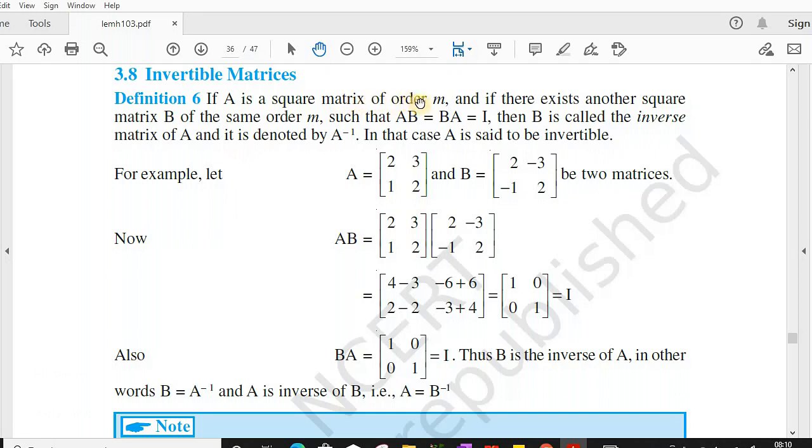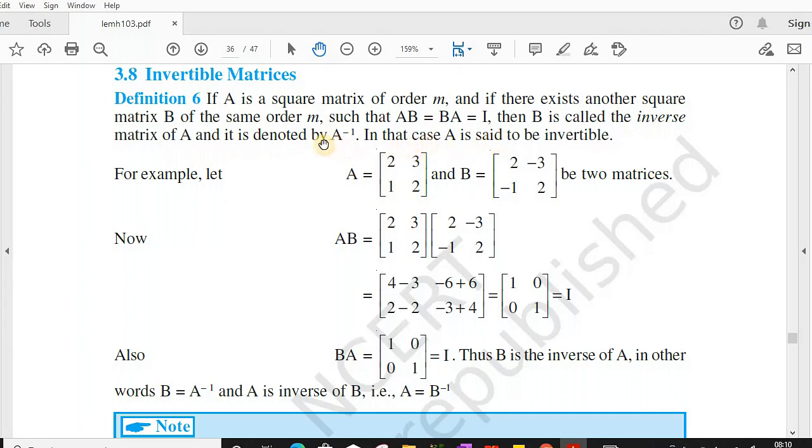First of all, to have an inverse of a matrix, it should be a square matrix. We say that a square matrix A is invertible if there exists another matrix B of the same order such that AB equals BA equals I, the identity matrix. So we call B the inverse of A, and it is denoted by A to the power minus 1.